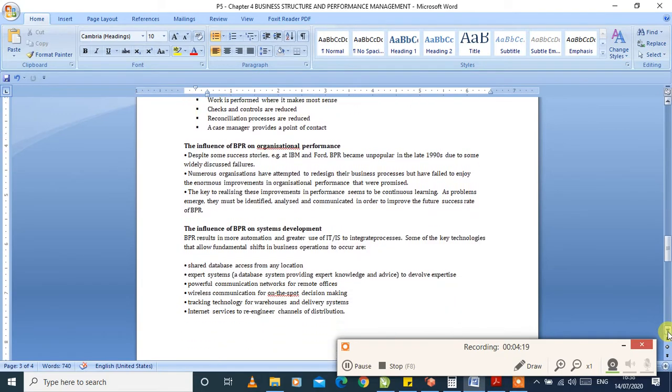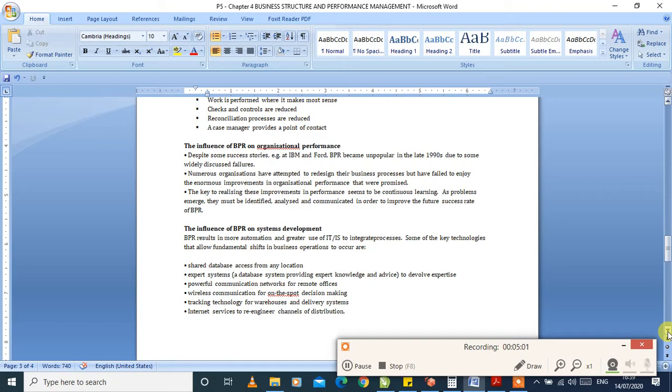The influence of BPR on organizational performance. Despite some success stories, IBM and Ford, BPR became unpopular in the late 1990s due to some widely discussed failures. Numerous organizations have attempted to redesign their business processes but have failed to enjoy the enormous improvements in organizational performance that were promised. The key to realizing these improvements in performance seems to be continuous learning. As problems emerge, they must be identified, analyzed, and communicated in order to improve the future success rate of BPR. So what it says is, guys, even though BPR itself is a very, very good concept, in implementation, it had not been very successful always.